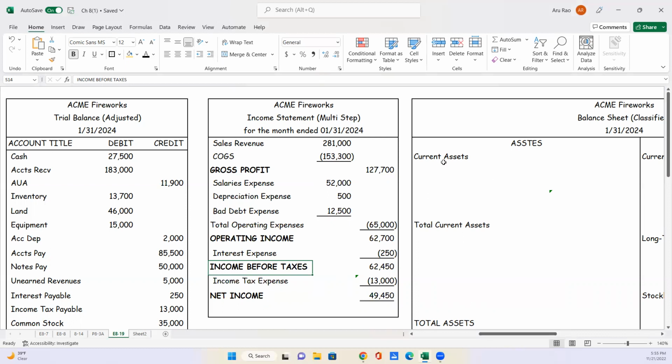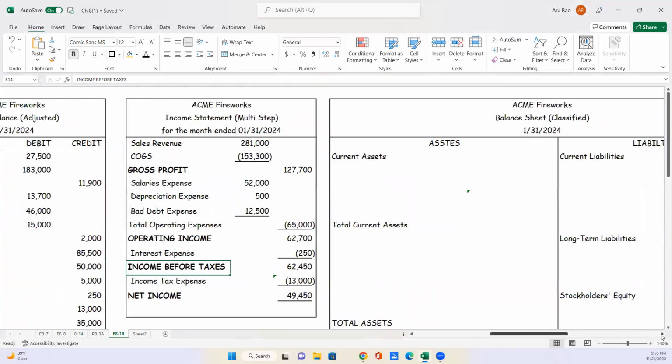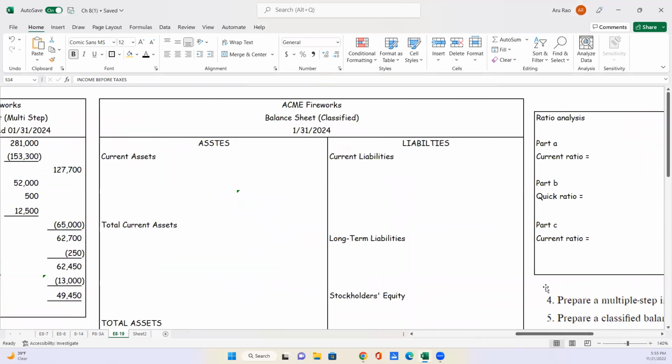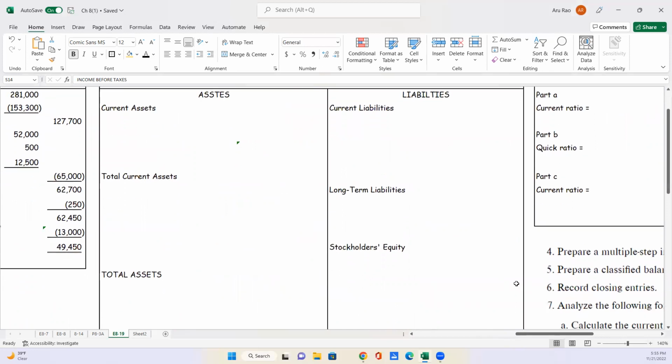Okay, I'm going to now move over here and look at my balance sheet. Again, I'm preparing a classified balance sheet. In a classified balance sheet, I have assets, liabilities, and then I have the stockholders' equity. I should really have it consistent. So stockholders' equity. I didn't capitalize this, but the idea is assets equals liabilities plus stockholders' equity.